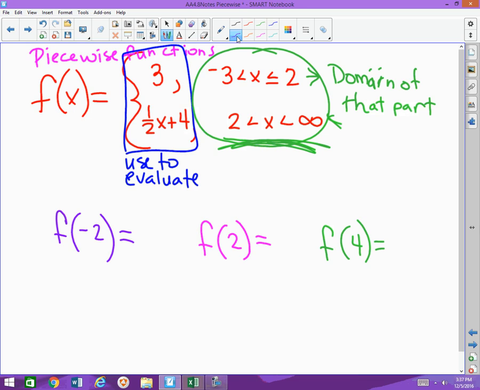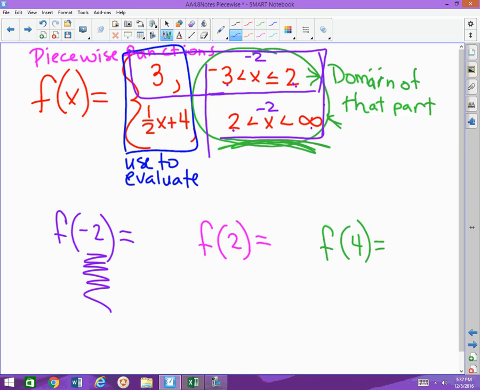So here we have f of a negative 2. We are going to evaluate it at a negative 2. So now we have to come over to these things. And does a negative 2 fit here or there? Negative 3 is less than a negative 2, which is less than 2, or 2 is less than a negative 2, which is less than infinity. Well, negative 2 does not fit in between 2 and infinity. It does fit in between a negative 3 and a positive 2. So this is the one we need to use.